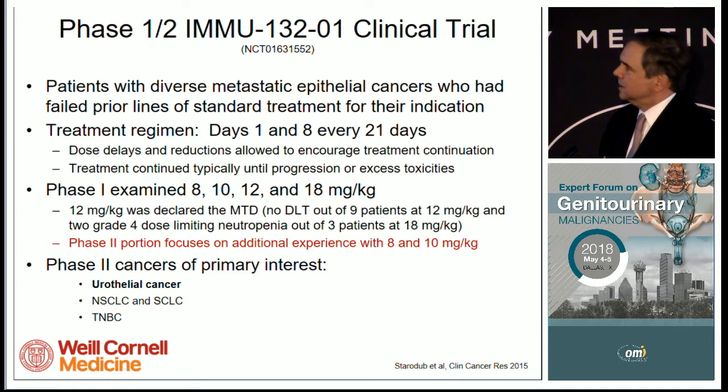The cancers of interest that were looked at in this trial included non-small cell lung cancer, triple-negative breast cancer, and urothelial carcinoma. This was given on a day 1, day 8 regimen every 21 days. Enfortumab is given day 1, day 8, day 15 every 28 days. And doses range from 8 to 18 milligrams per kilogram.